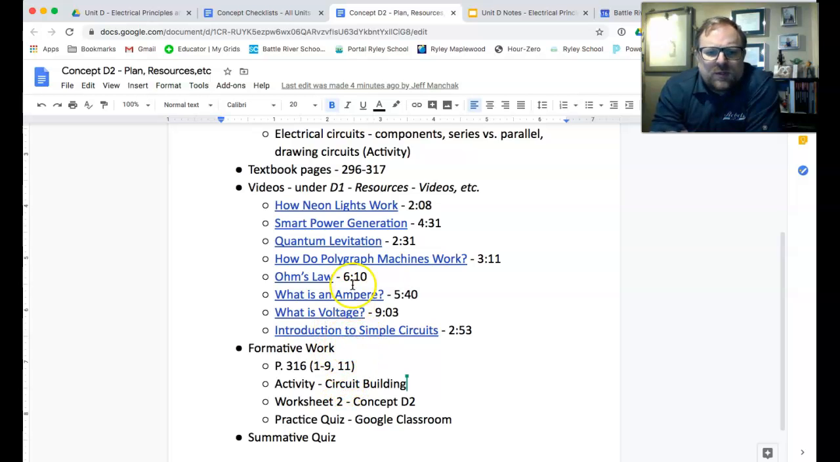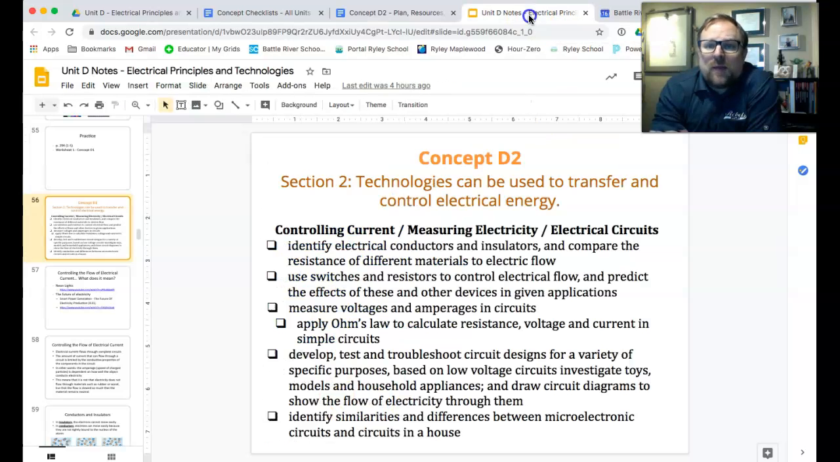Once you've looked over some of your resources here, you've got some questions out of your textbook you can do, and then I'm going to have you do an activity on building some circuits using an application I found online that should work on all devices, I hope, including Chromebooks and iPads and touchscreen phones. There'll be a worksheet associated with a practice quiz as usual, and then you'll move on to your summative quiz. So in order to save time, why don't we jump back in?